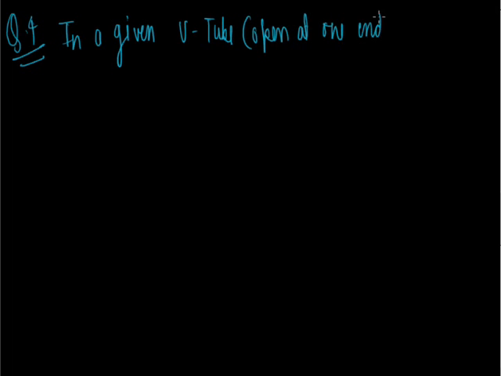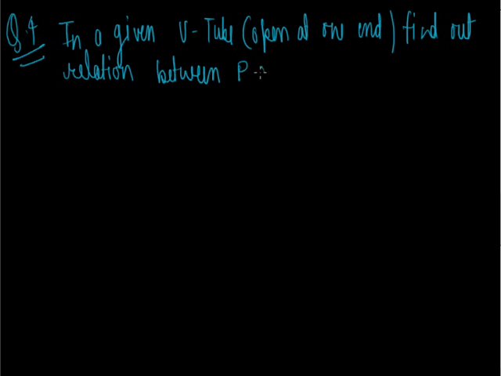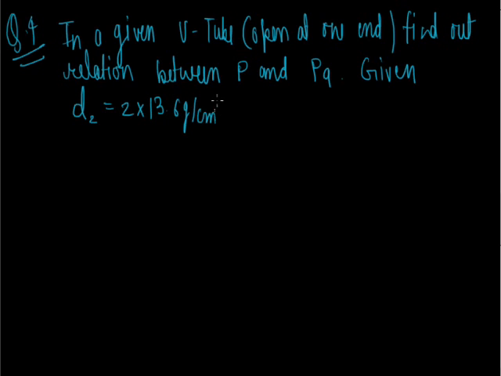Next question. In a given U tube, open at one end, find out the relation between P and PA. Given D2 equals 2 into 13.6 gram per centimeter cube and D1 equals 13.6 gram per centimeter cube.